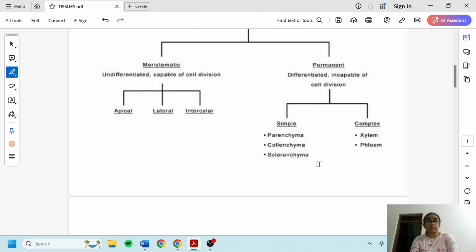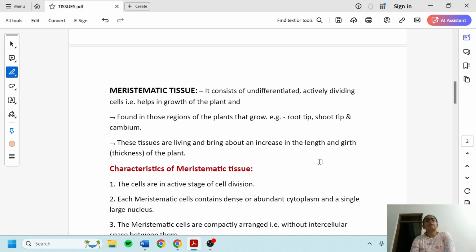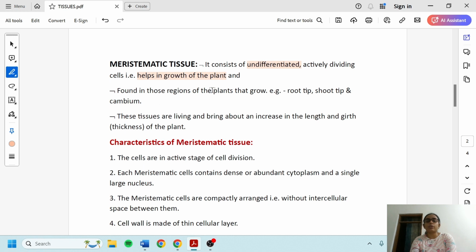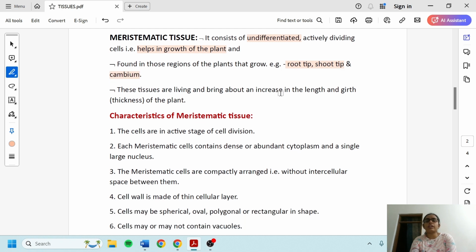Now let's talk about meristematic tissue. Meristematic tissue consists of undifferentiated cells that are actively dividing. They help in the growth of the plant. They are found in those regions of the plant that can grow, such as the tip, shoot, and cambium. These tissues are living and bring about an increase in the length and girth of the plant.